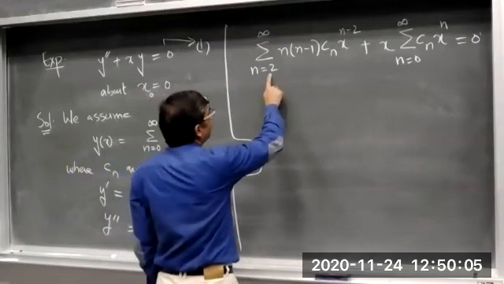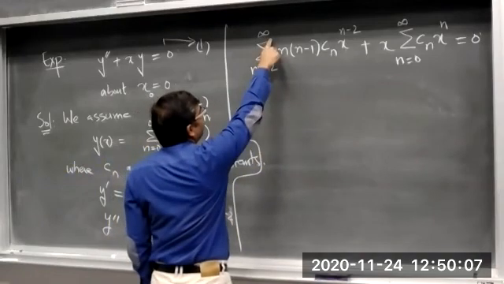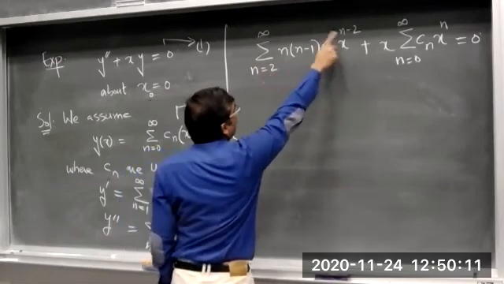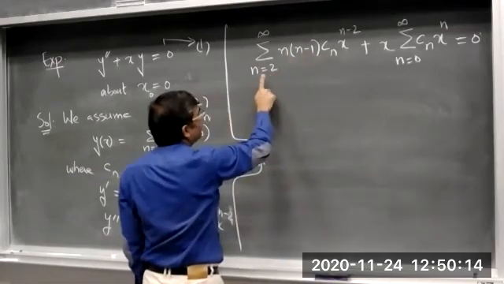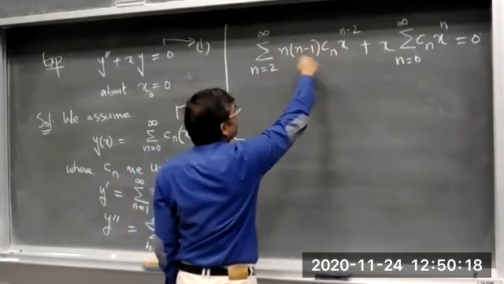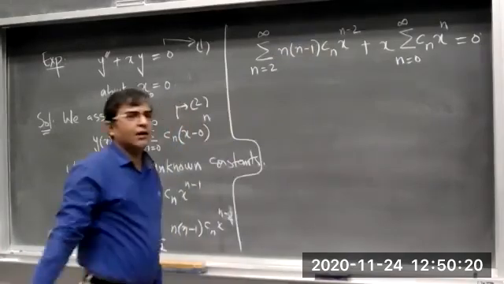Now look, here the summation is starting from 2 to infinity. But whenever we put n is equal to 0, this term becomes 0. Whenever we put n is equal to 1, here we have 1 minus 1, again this term becomes 0.